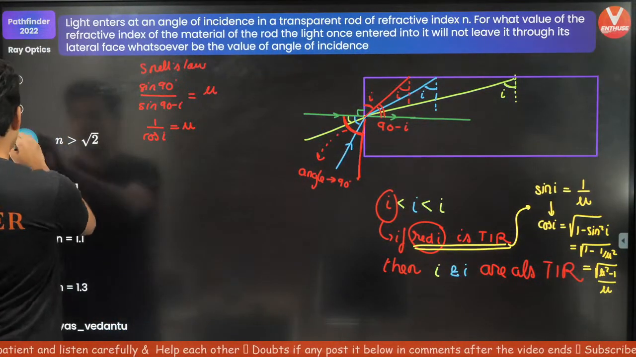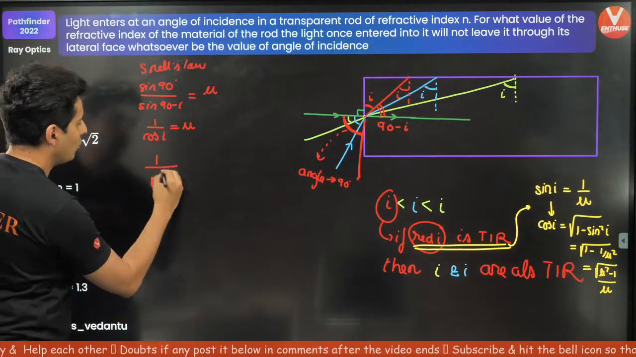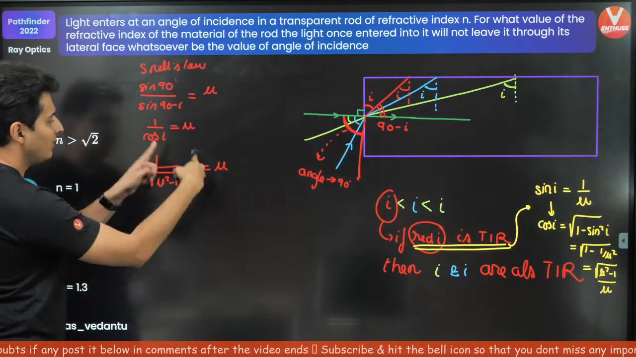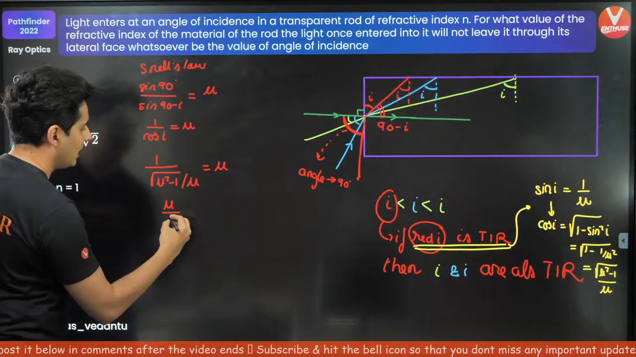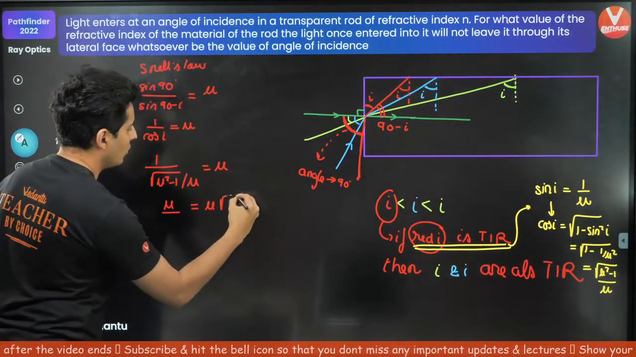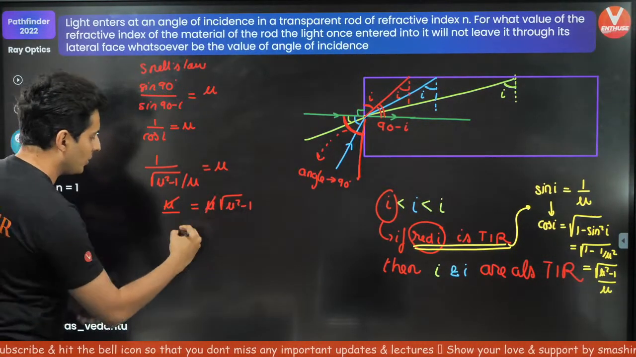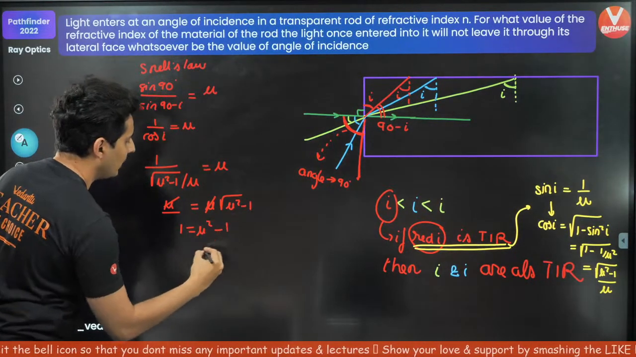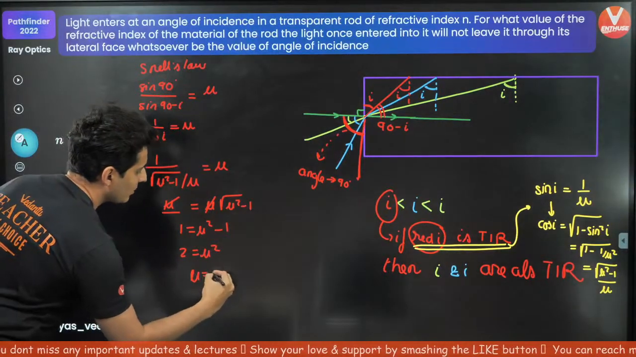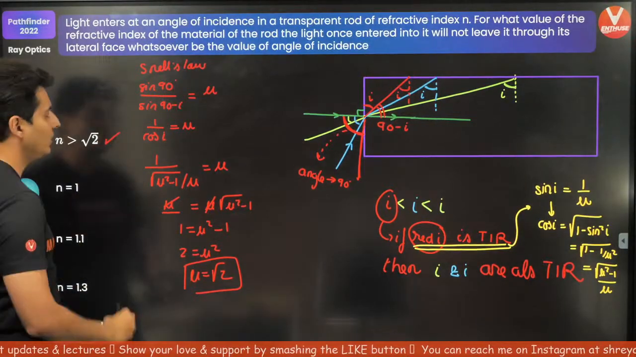So put that over here and let's see what we get. 1 by cos i, that means 1 by root of mu square minus 1 divided by mu, is equal to mu. So when this mu goes on the top, it is equal to mu into root of mu square minus 1. This mu and this mu will get cancelled. Square both sides. So 1 is equal to mu square minus 1. So 1 plus 1 is 2, which is equal to mu square. Therefore mu is equal to root of 2. That's our final answer.